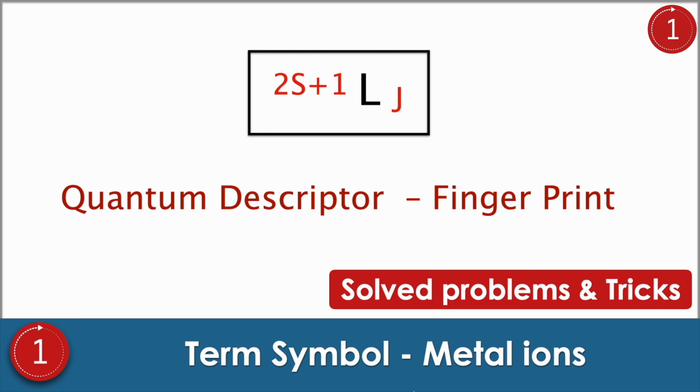Welcome to One Chemistry. In this video, we are going to see term symbols. It is for metal ions as well as some p block elements. Basically, it's a quantum descriptor like a fingerprint for electronic configuration. We will additionally look at some solved problems and tricks. Stay tuned.